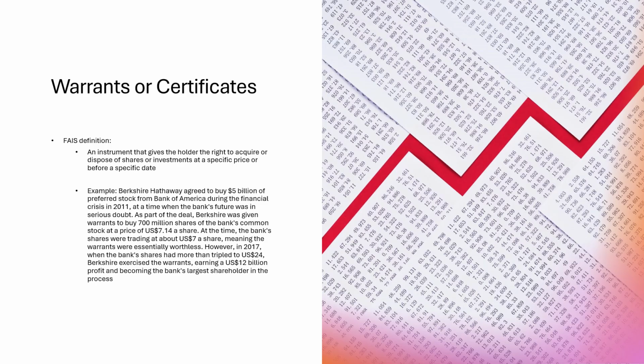Warrants and certificates. The FAIS definition says this is an instrument that gives the holder the right to acquire or dispose of shares or investments at a specific price or before a specific date. This is an interesting one. I think it might be one of my favorite ones. So our example here is quite interesting.